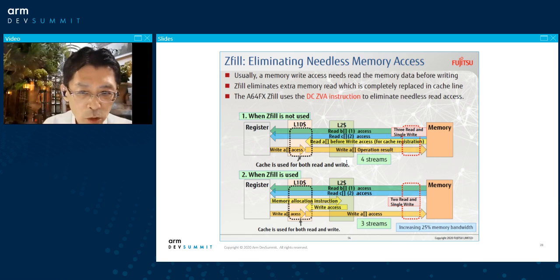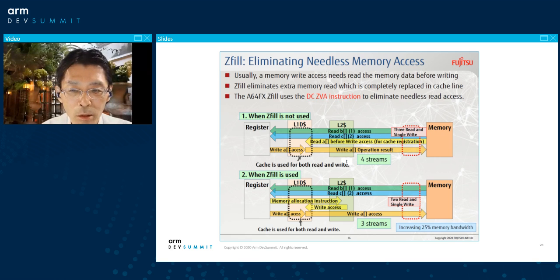I can show this in the figures below. In the upper case of the figure, when Zfill is not used, STREAM Triad accesses 3 sets of matrices. These are the B and C matrices to read, and the A matrix to write, which are minimally needed. But before the writing of the A matrix, the A matrix is needed for reading before writing. So it needs 4 streams.